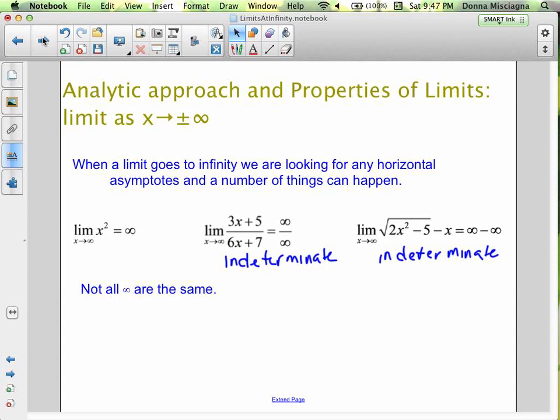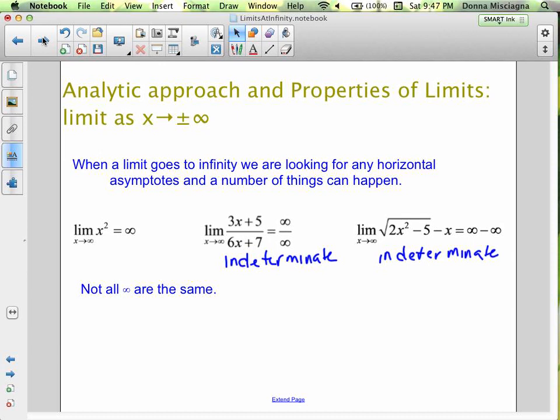That doesn't exist. Here, the limit of 3x plus 5 divided by 6x plus 7. Both 3x plus 5 and 6x plus 7 are approaching infinity. That's actually an indeterminate limit because it doesn't tell us anything. Finally, we have the limit of the square root of 2x squared minus 5 minus x as x approaches infinity. Both the square root of 2x squared minus 5 and x are approaching infinity as x approaches infinity. That's also an indeterminate limit. It doesn't tell us anything.